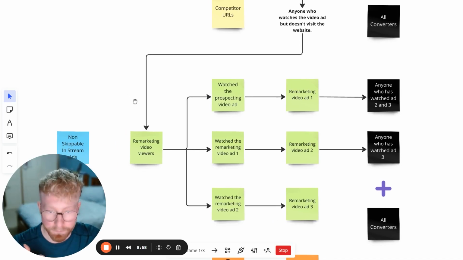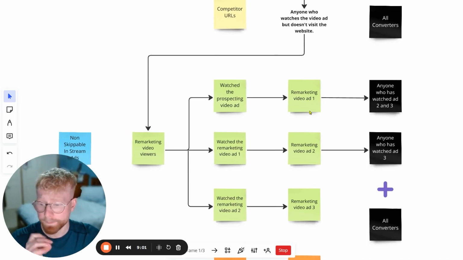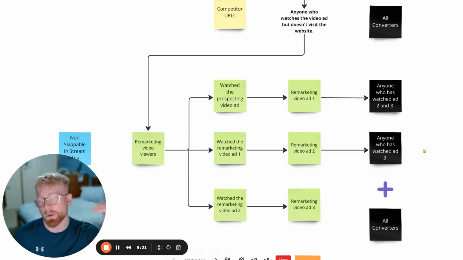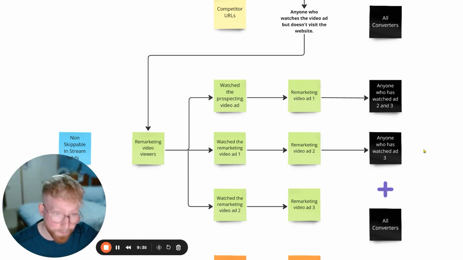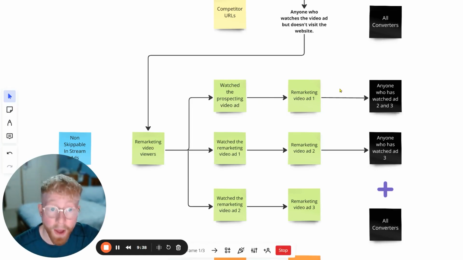So the first video, we'll be retargeting anyone who watched that prospecting video with a non-skippable 15-second ad about a key feature or benefit. Cool. Important thing as well is we'll be excluding anyone who's watched video ad 2 and video ad 3. The reason being, it's a sequencing strategy, right? So we want a user to come into the funnel, they've watched the prospecting ad, they didn't click through to the website, then the next day Google will serve them this first video ad 1.